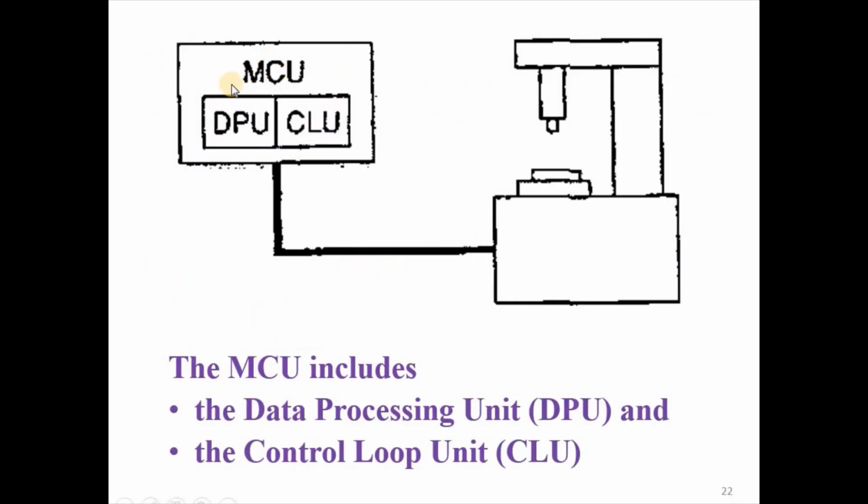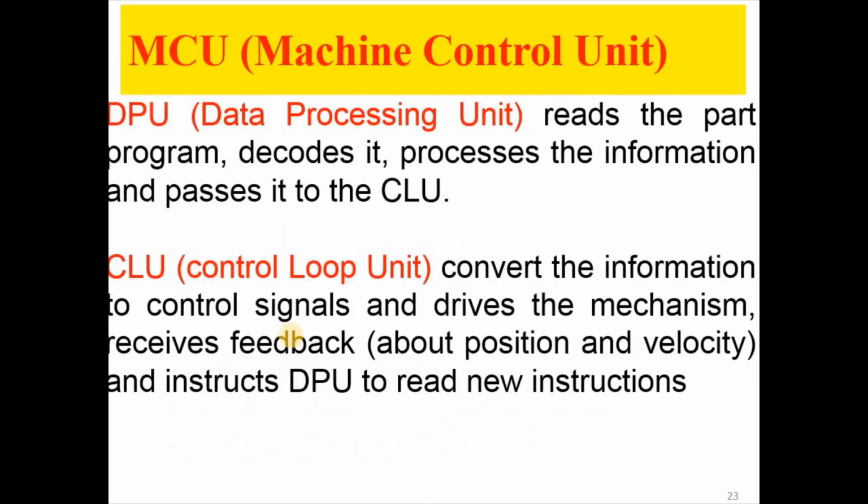These are the functions of the MCU. You can see here, this is our MCU. The MCU consists of two units, the DPU and CLU, and this is our actual NC machine. After the program is given as input to the machine control unit, the MCU includes two subunits, the data processing unit and the control loop unit. We will see the basic function of each. First, the DPU. The DPU reads the program, decodes it, processes the information and passes it to the control loop unit.